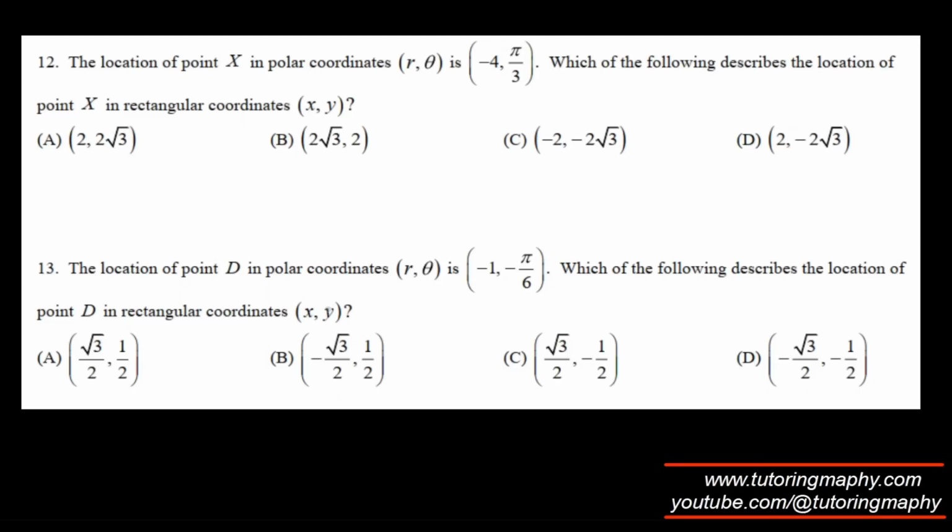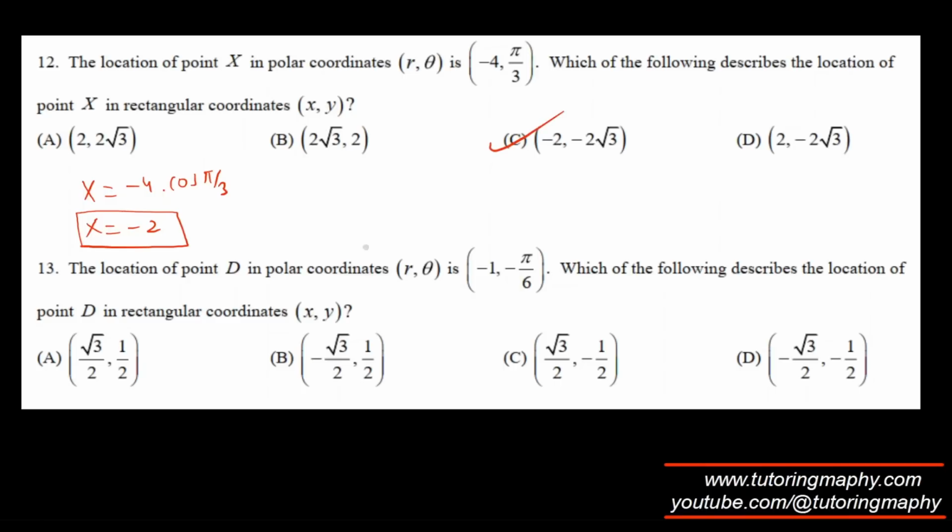Okay. I think the same situation over here, you can even try it on your own as well. X is equal to r cos theta, so minus 4 times cos pi over 3. Cos pi over 3 is just 1 over 2, that's in quadrant 1. So negative 4 times 1 over 2 is negative 2.